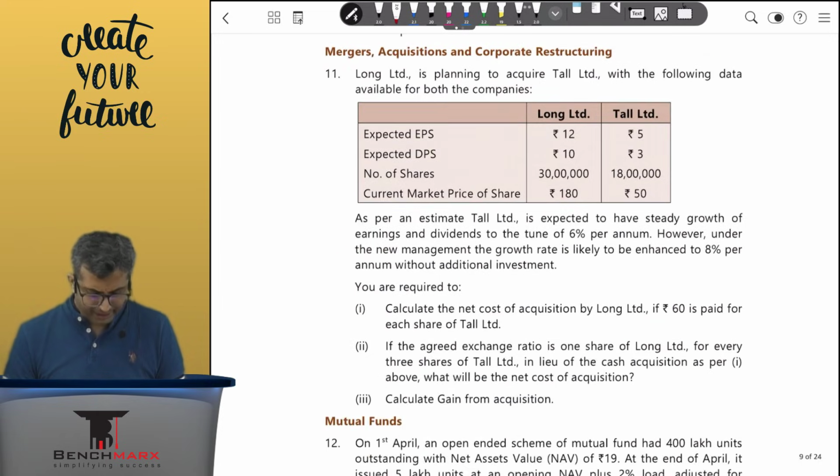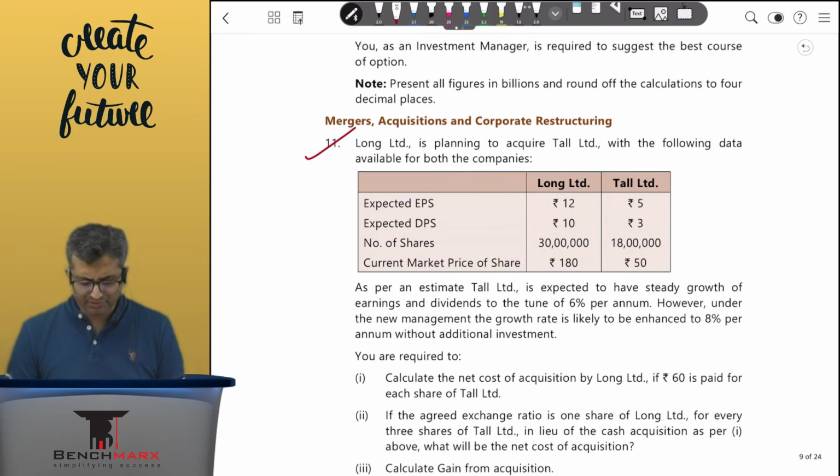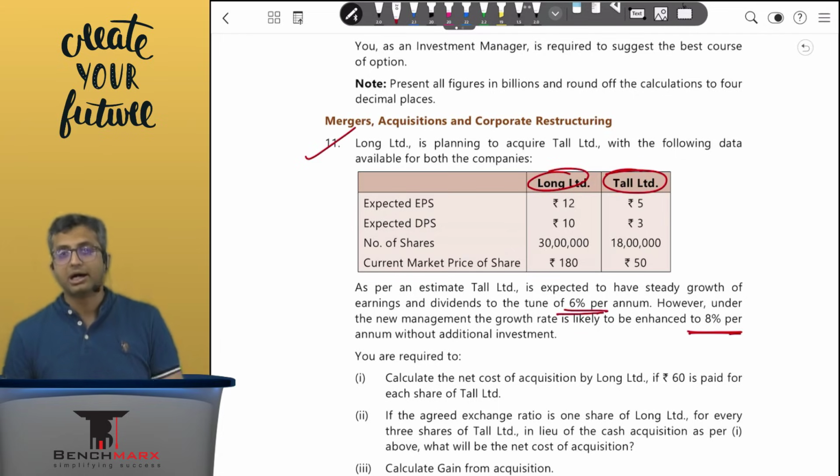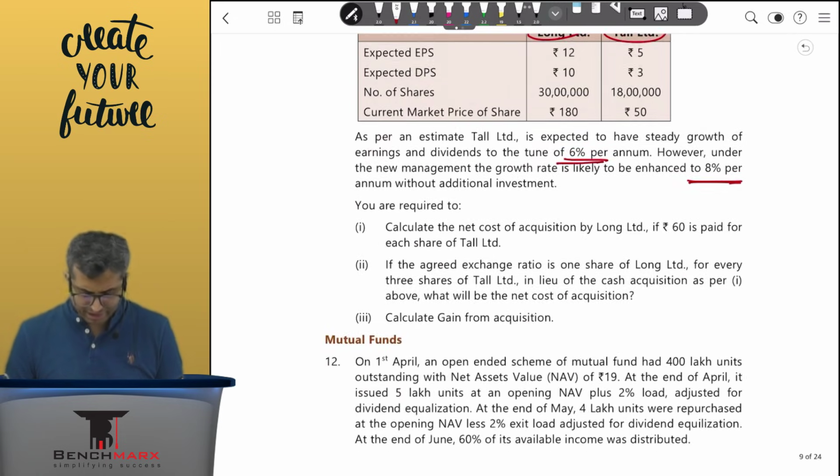Then in mergers, there is this question where you have different growth rates. So there is a company, let's say Long, acquiring Tall. Earlier the rate was 6%, later the rate is 8%. This is one of the important concepts in mergers, which they have tried to test over here. So that is regarding mergers.